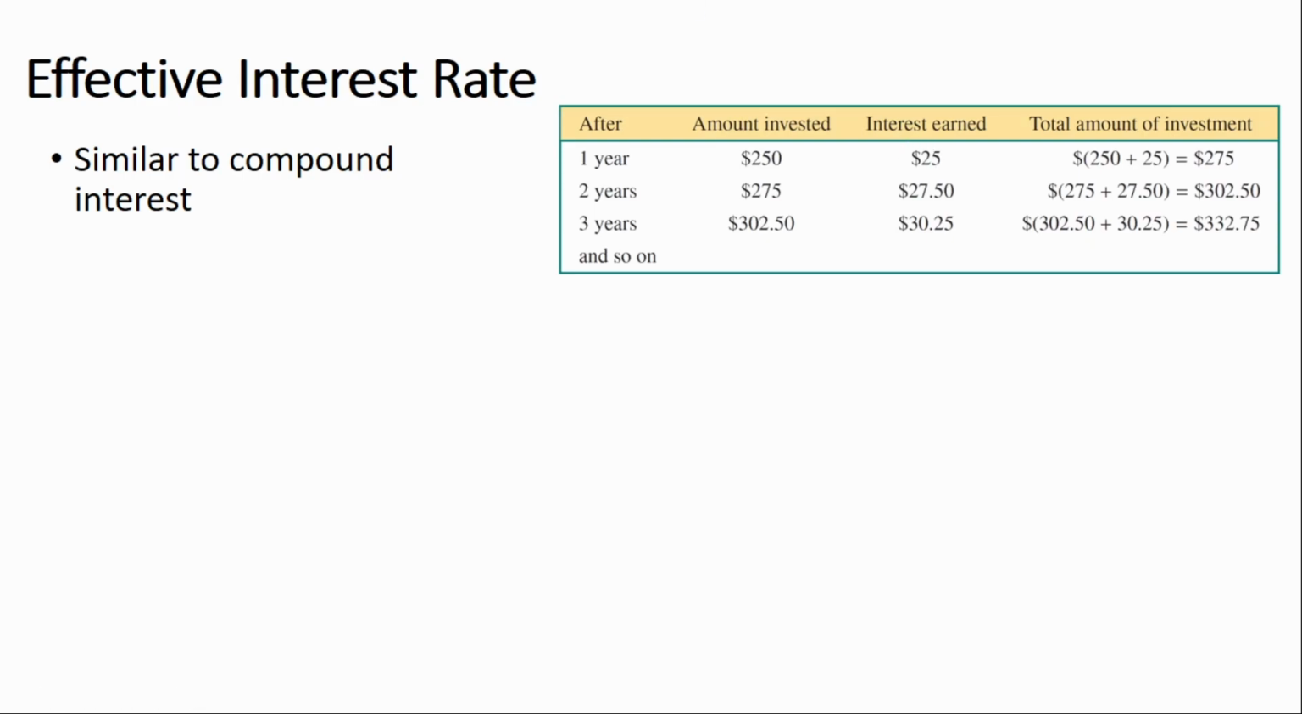In the next year, that $25 is added onto my amount, so my new 10% is calculated on that amount. And then the 10% I made from that new amount is added on again, and then the cycle just keeps continuing. So this is a bit like effective interest rate.